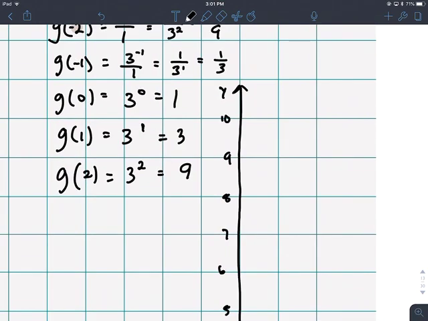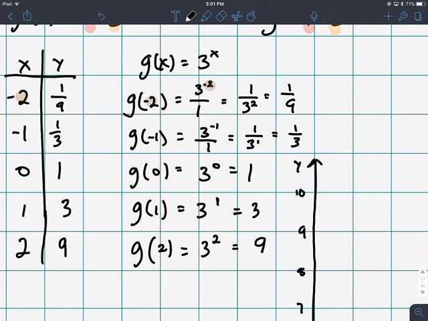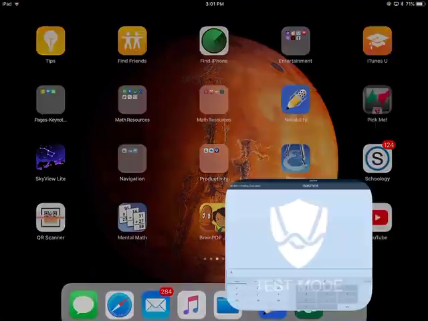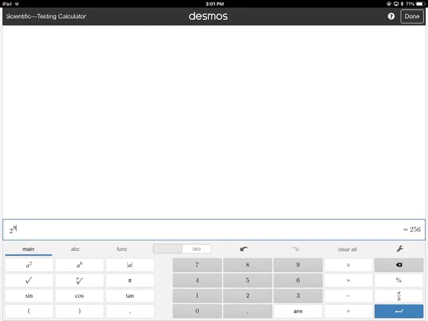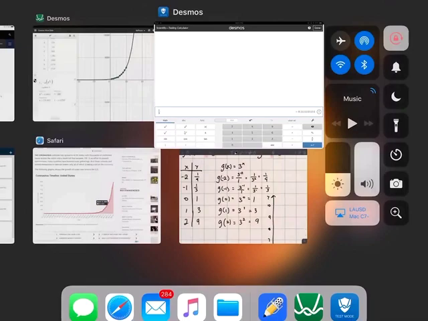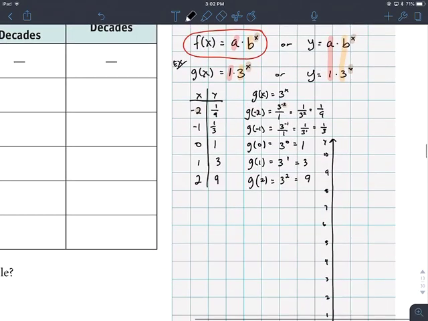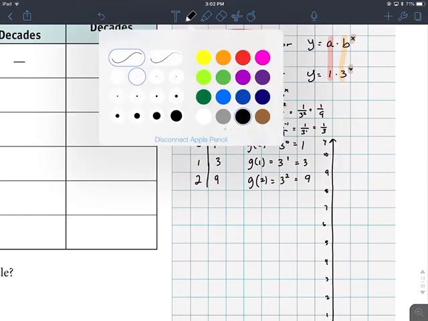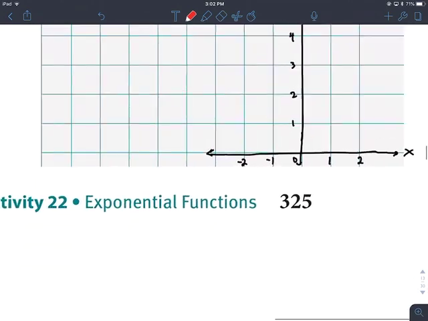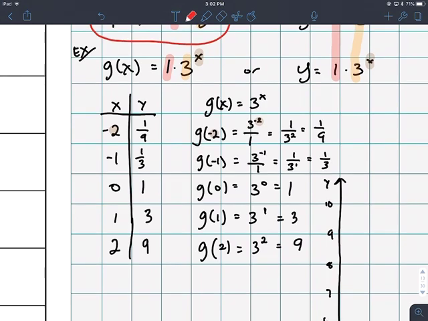I'll stop there. My first point is -2 comma 1/9. If you do 1/9, it's a very small number. Just to be precise, we can use a calculator. 1 divided by 9 is about 0.1111, so I'm going to have to approximate that. Putting my first point, -2 comma 0.11, it'll be somewhere here, as accurate as I can. So I'm done with that one.